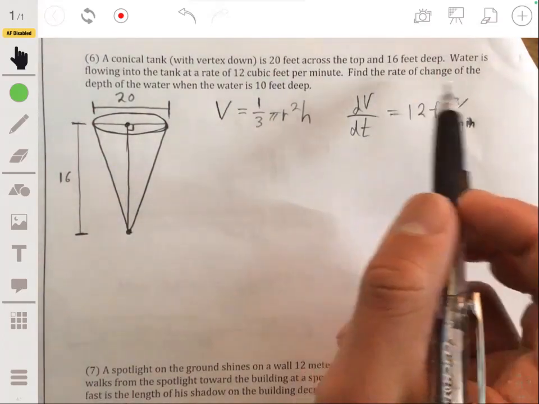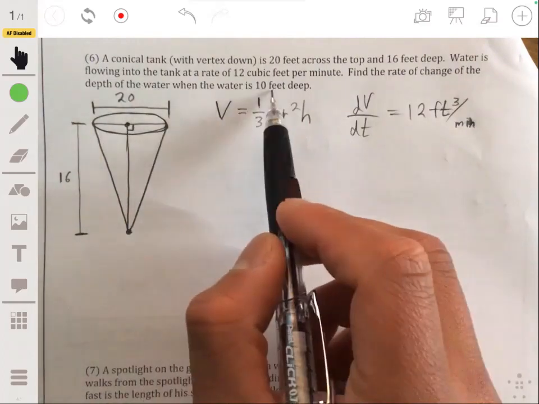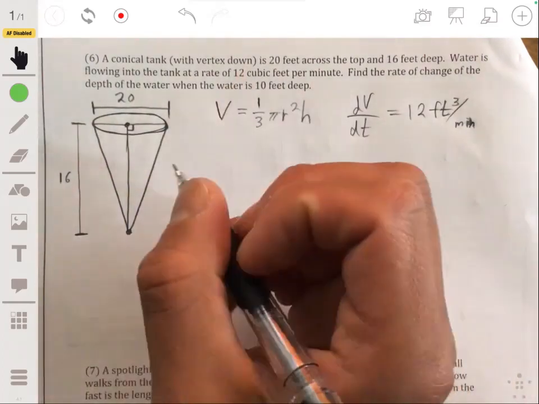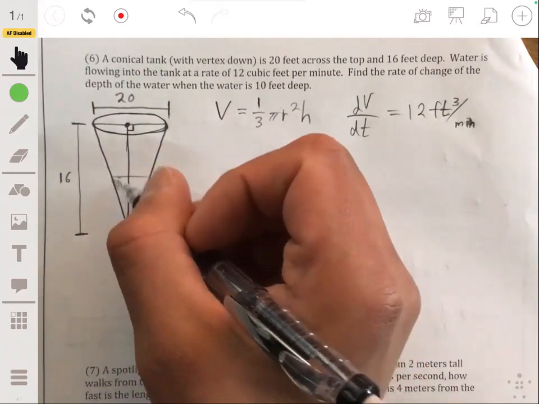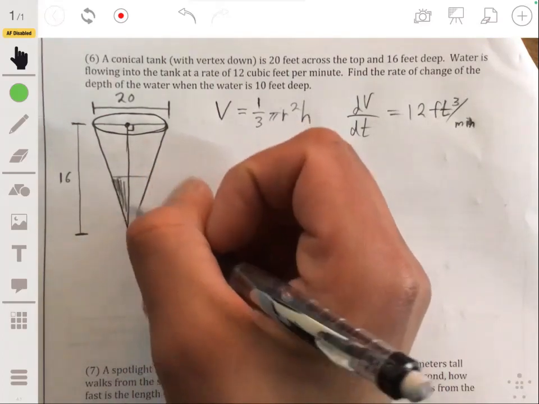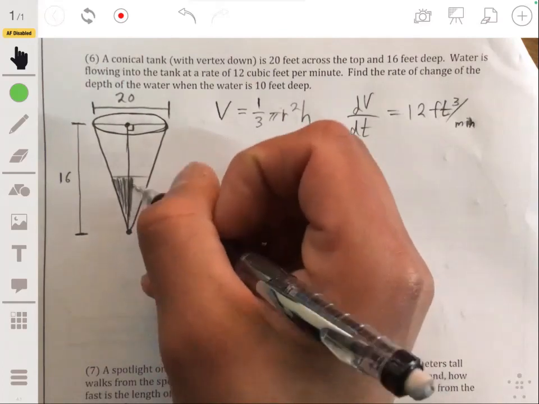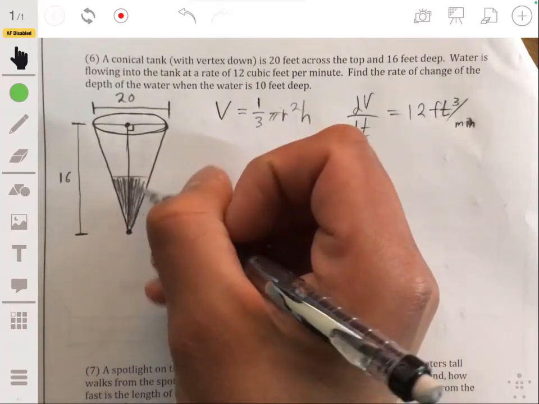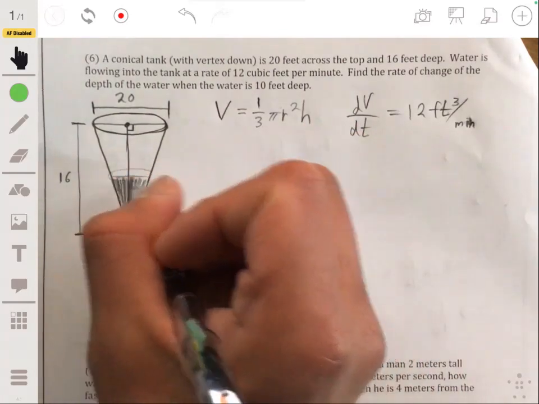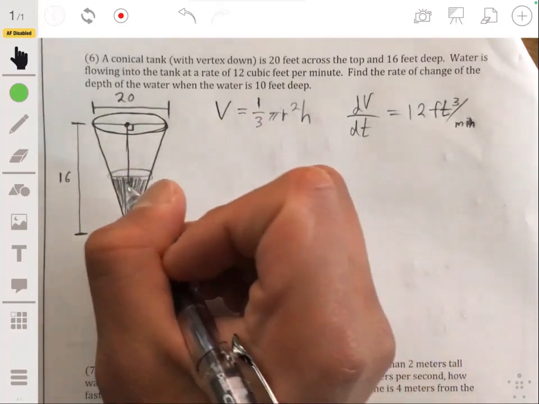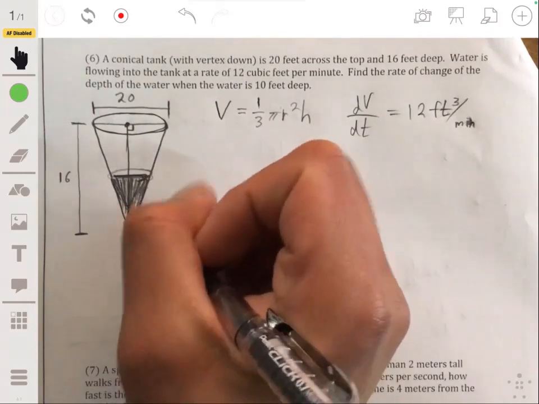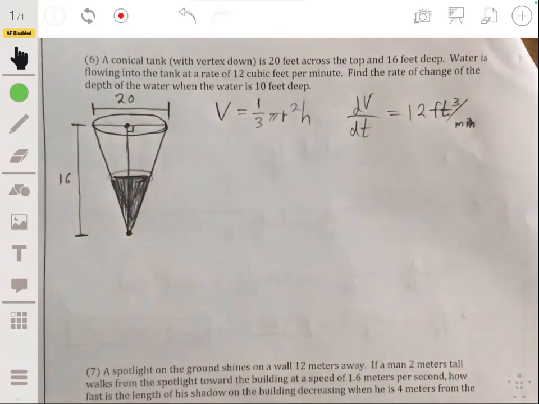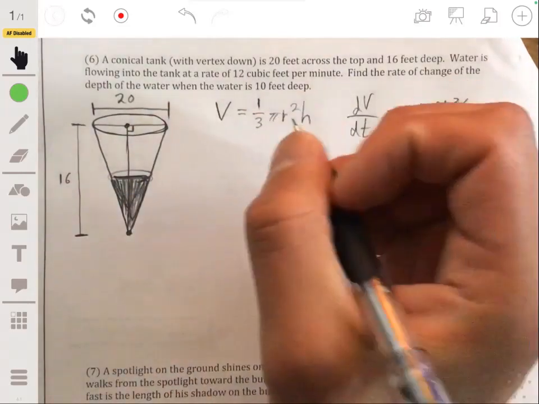Now, we want to find the rate of change of the depth of water when the water is 10 feet deep. So we're essentially looking at, let's shade in what's going on. So this shaded part represents the cone or the tank being filled in with water. This is increasing as time goes on.